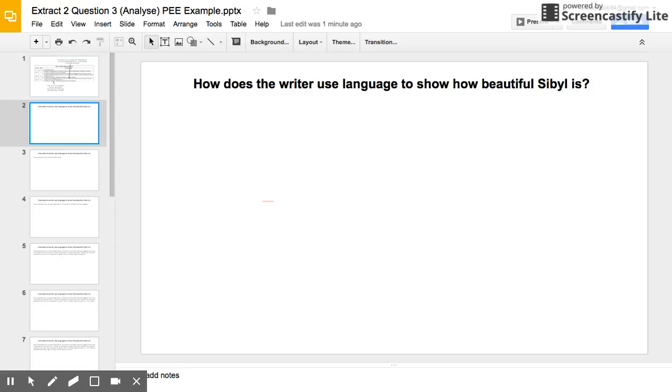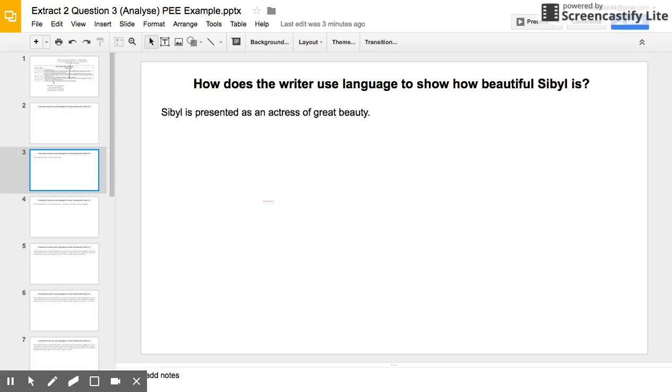So here we've got an example question. It's not the same question you will be expected to write about. It's one that I've done so that you can have an example. So the first thing I need is a point sentence. So it's my idea. Again, you can use the words from the question to create a statement. So Sybil is presented as an actress of great beauty. So there I've taken some keywords, Sybil, beautiful, and I've put them into my point sentence.